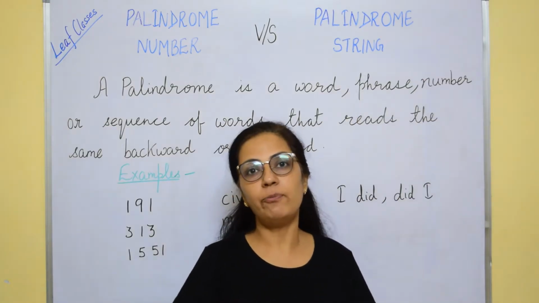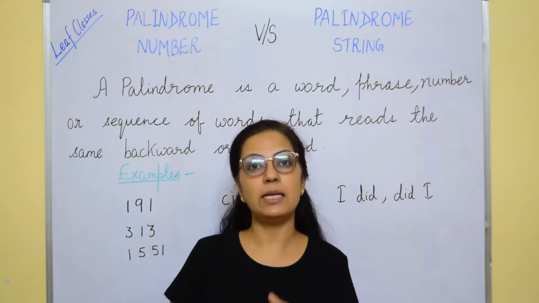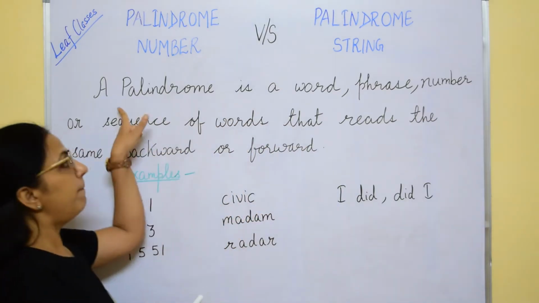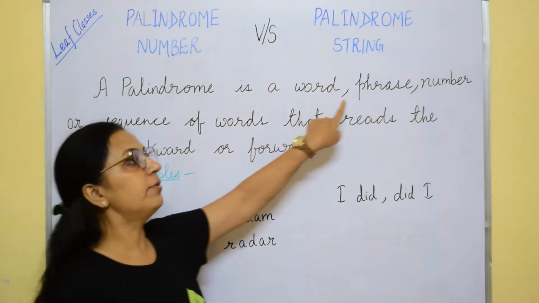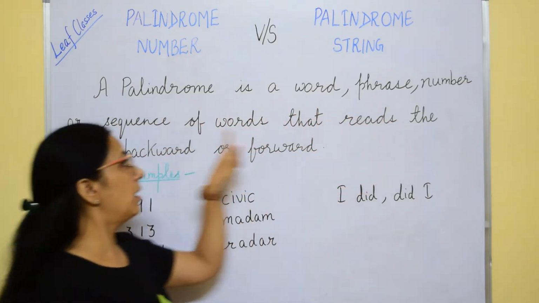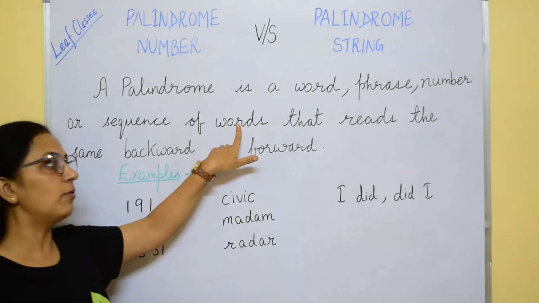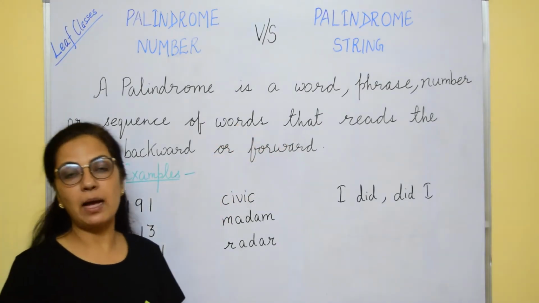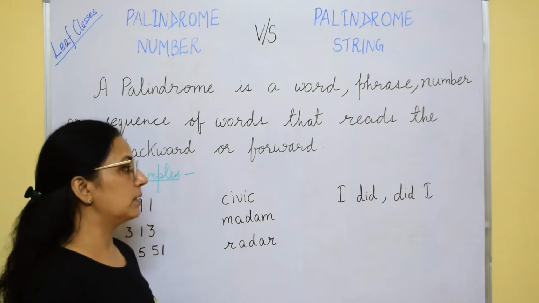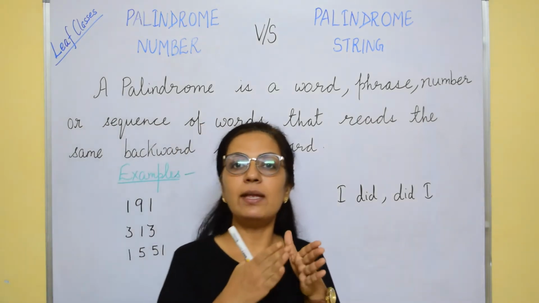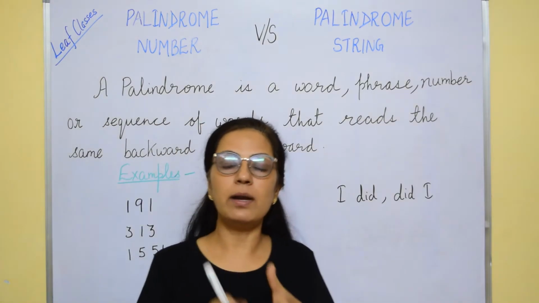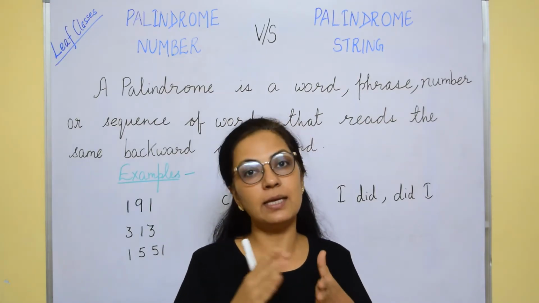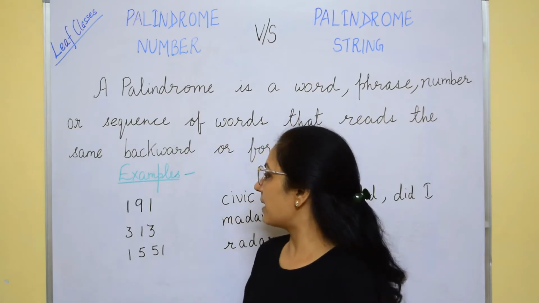All of you are familiar with the word palindrome. What is a palindrome? A palindrome is a word, phrase, number or a sequence of words that reads the same backward and forward. That means if we read any word or number from left to right or right to left, it is the same. Let's take some examples.